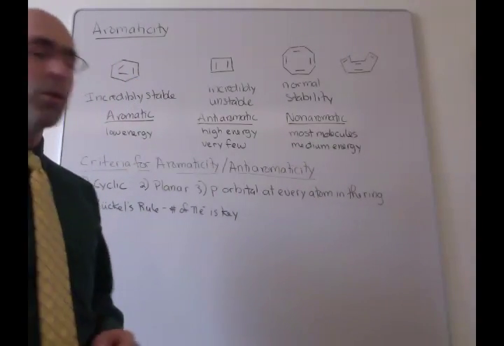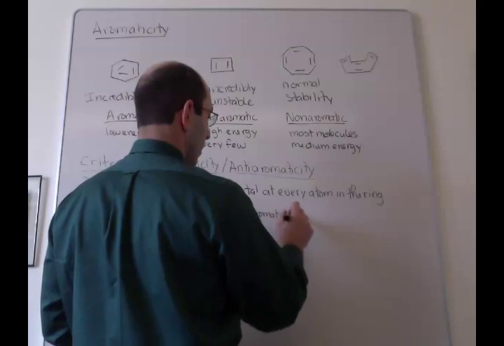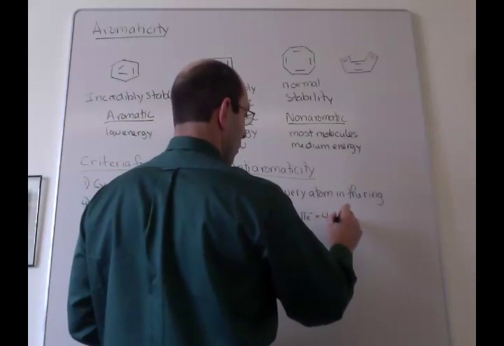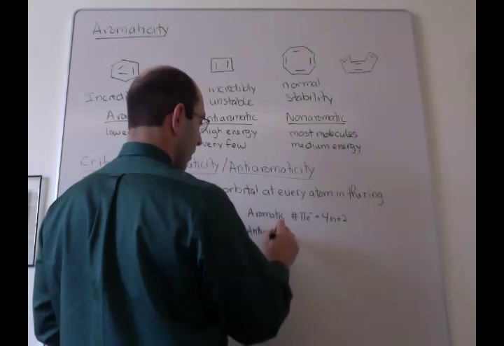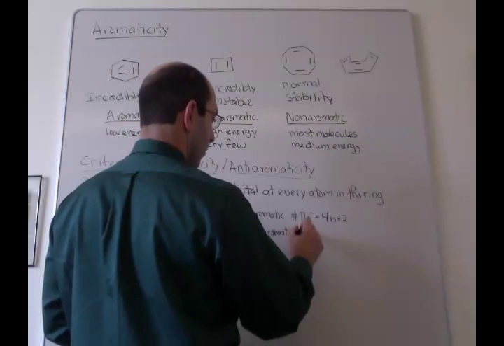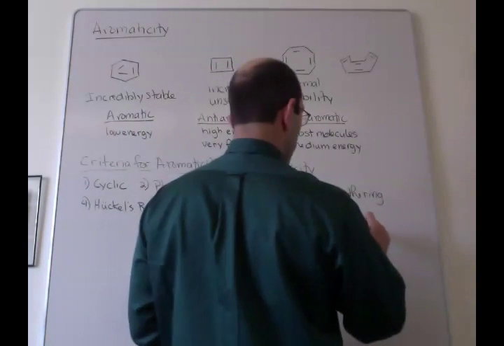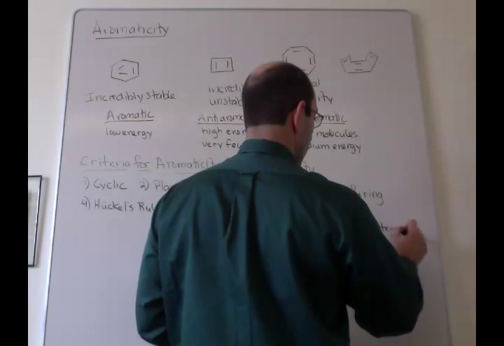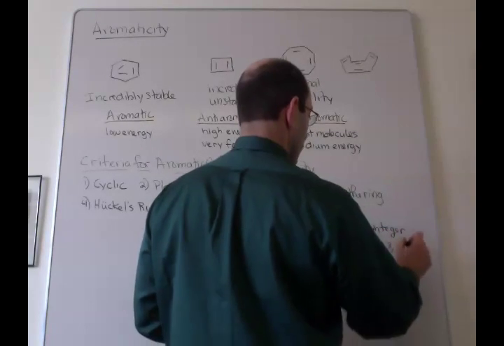Right? And what Huckel said is that molecules will be aromatic if the number of pi electrons equals 4n plus 2, and they will be anti-aromatic if the number of pi electrons equals 4n. And again, for both of these, n is an integer, right? So we're thinking about n as 0, 1, 2, 3, etc.